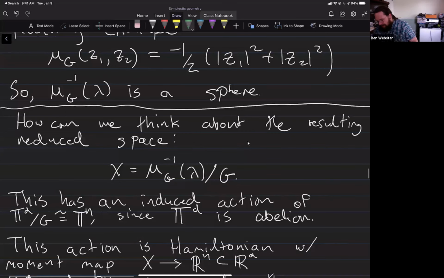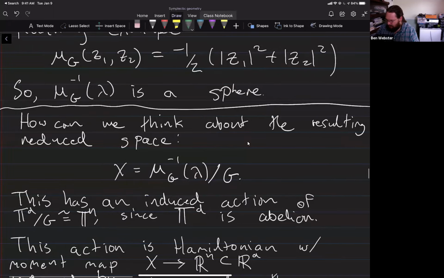But it's useful to think about the fact that because TD is abelian, any element of TD sends a G orbit to a G orbit, because it commutes with all the elements of G. And so I get an induced action of the quotient group. This is something special about normal subgroups. And of course, every subgroup of an abelian group is normal. So I get an action of TD mod G, which you can check is isomorphic to Tn.